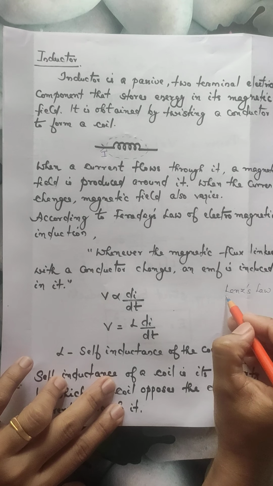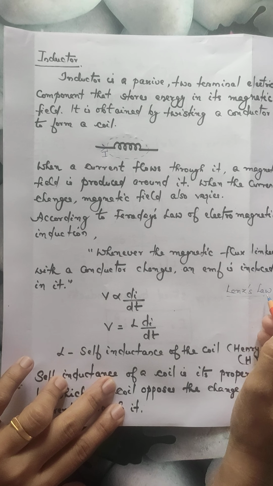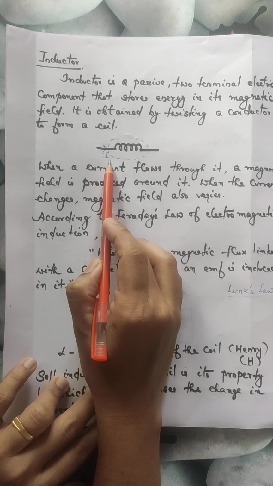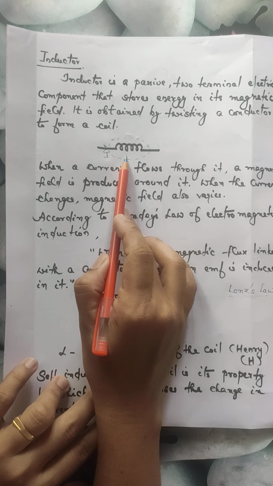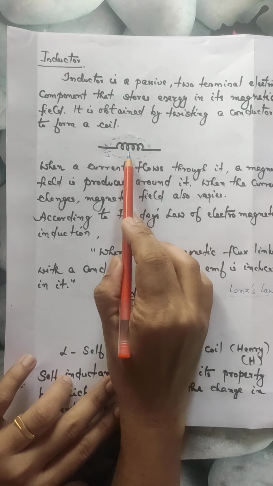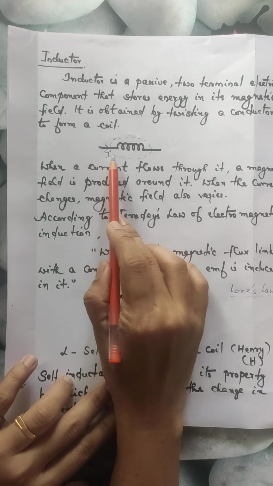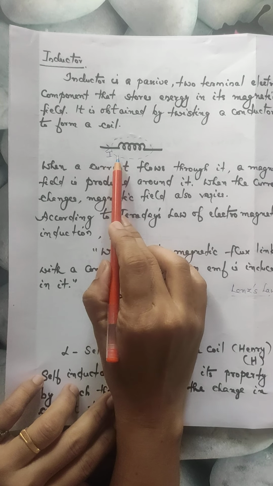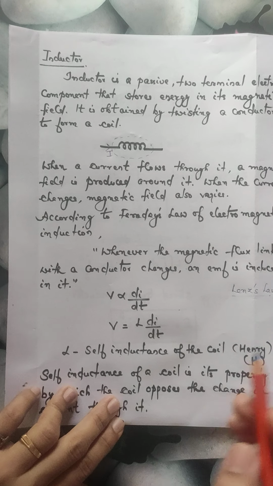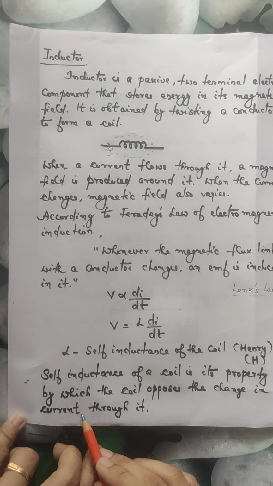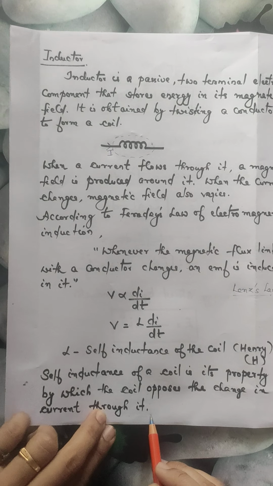So according to Lenz's law, the induced EMF will try to oppose the change in current, which is the cause of the induced EMF. So an inductor always opposes the change in current through it. This is the important feature of an inductor: an inductor opposes the change in current flowing through it.